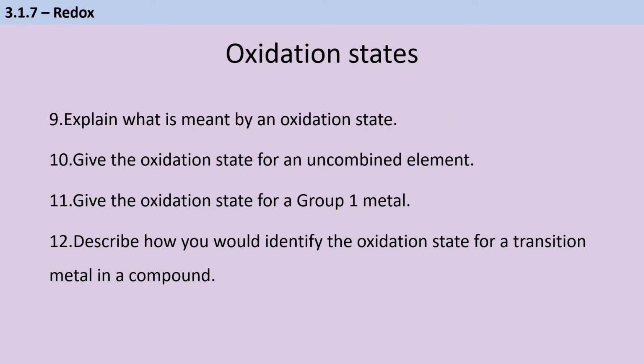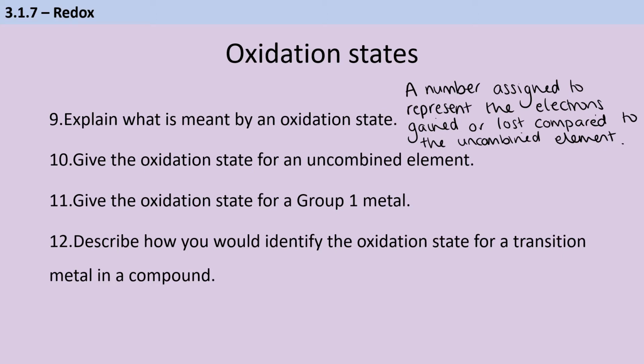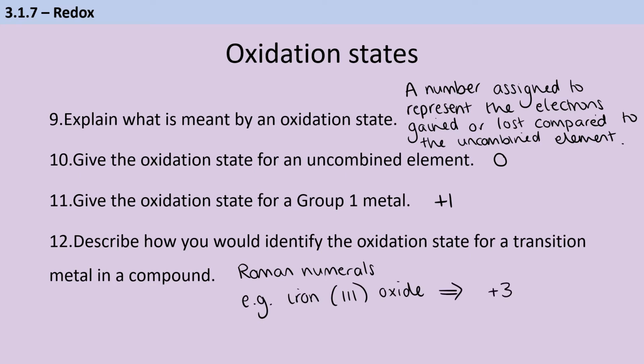An oxidation state is just a number that we apply to a species in order to indicate whether from its elemental form it's gained or lost electrons. The oxidation state for an uncombined element is always 0, and the oxidation state for a group 1 metal is always +1. If we're thinking about transition metals in a compound, then the Roman numerals indicate to us what the oxidation state is. So for instance, if I have iron(III) oxide, that tells us that the oxidation state of the iron is going to be +3.